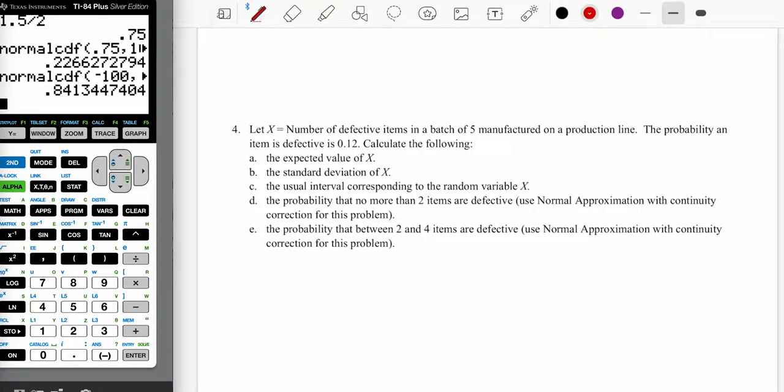Number of defective items in a batch of 5 manufactured on a production line. That's a group of some kind. Probability an item is defective is 0.12. We're looking for the expected value, right? So expected value, what? That means the mean of a probability distribution, but what kind of distribution are we looking at here?